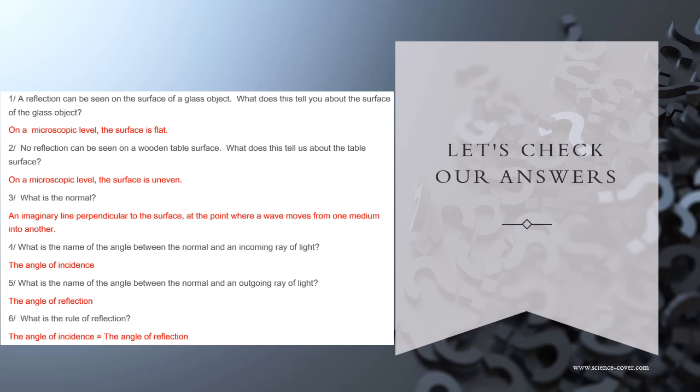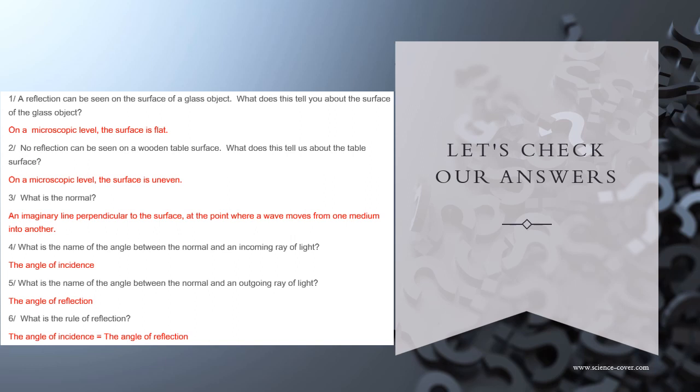Let's check our answers. Number 1. A reflection can be seen on the surface of a glass object. What does this tell us about the glass object? It means that on a microscopic level, the surface must be flat. Question 2. No reflection can be seen on a wooden table surface. What does this tell us about the table surface? This means that on a microscopic level, this surface is uneven.